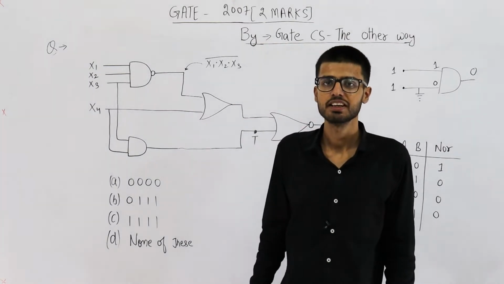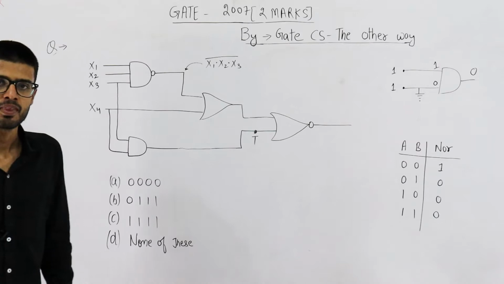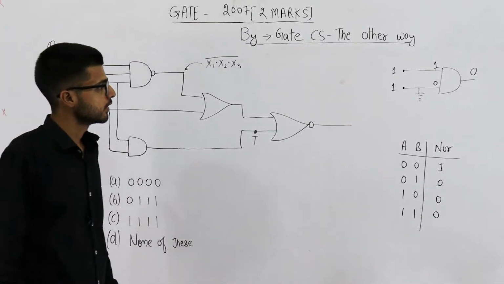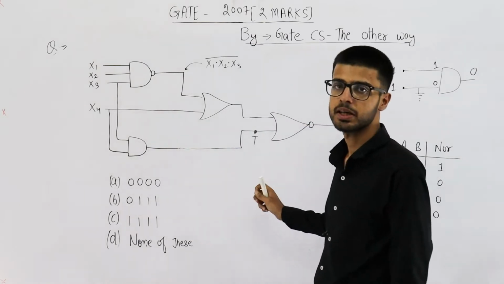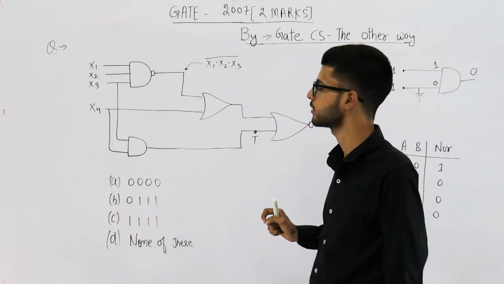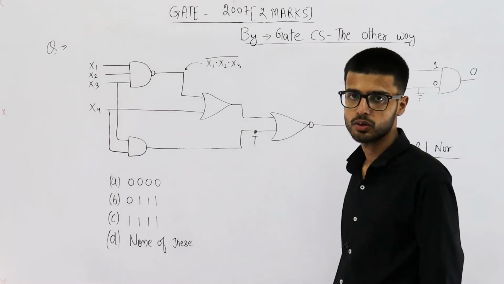Hello students, welcome back. This question is from GATE 2007 exam. It is for 2 marks. They have given you this circuit in the question. Also they have mentioned there is a small fault in this circuit. The fault is this point T, it is always connected to ground.